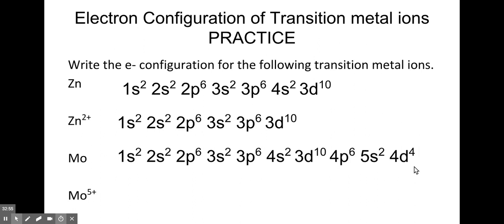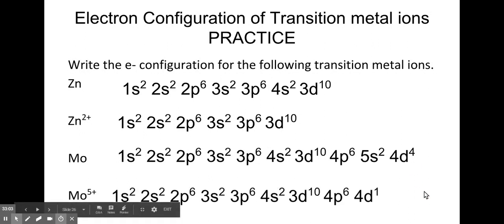Where are those other 3 going to come from? The next sublevel down in energy is going to be 4d, and we're going to remove the next 3 from there, and that's going to result in this electron configuration. It ends in 4p6 4d1. So all of these that we're practicing on are things that you may be asked to actually draw or write on the AP exam.